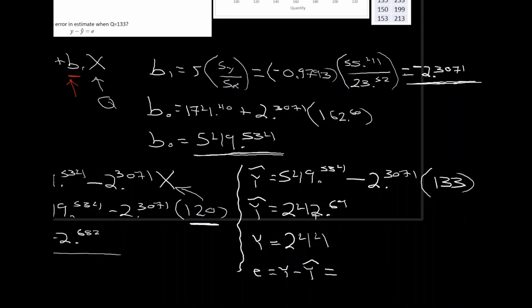So we get 244 minus 242.69. That's going to give us an error of, again, a few decimal places, 1.3103. So at this point, our estimate was only about $1.30 off of the true value of y. Honestly, given our level of correlation here, our line is a pretty good fit. We wouldn't have really expected that large of error just visually looking at the scatter plot.